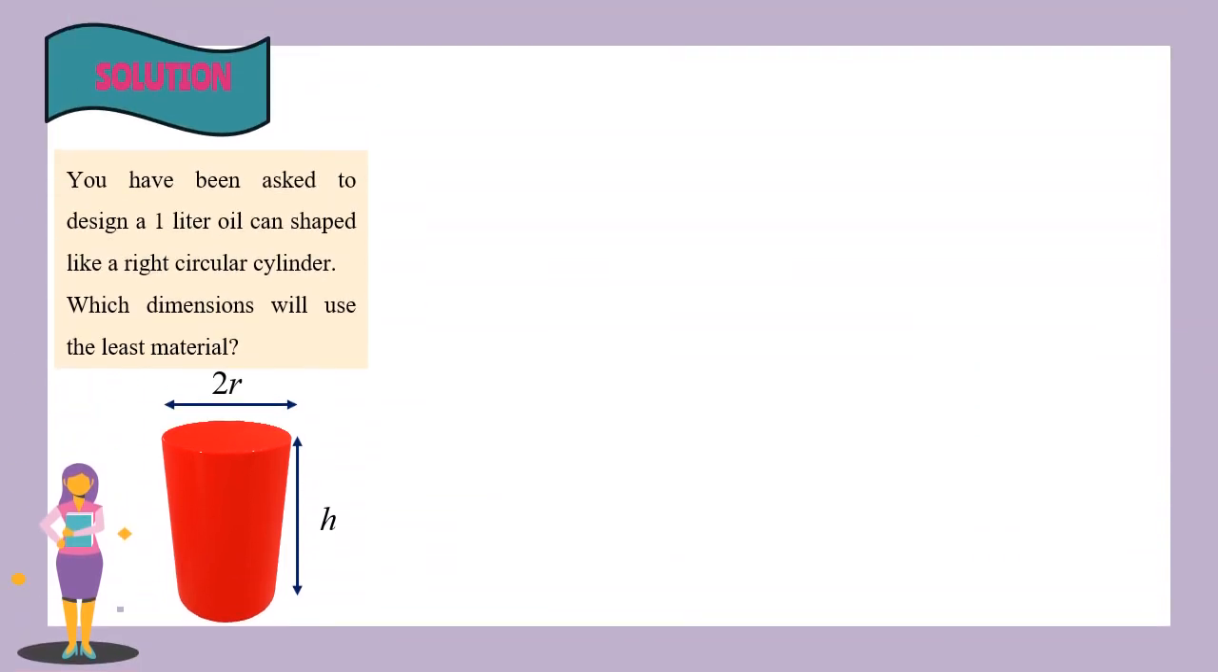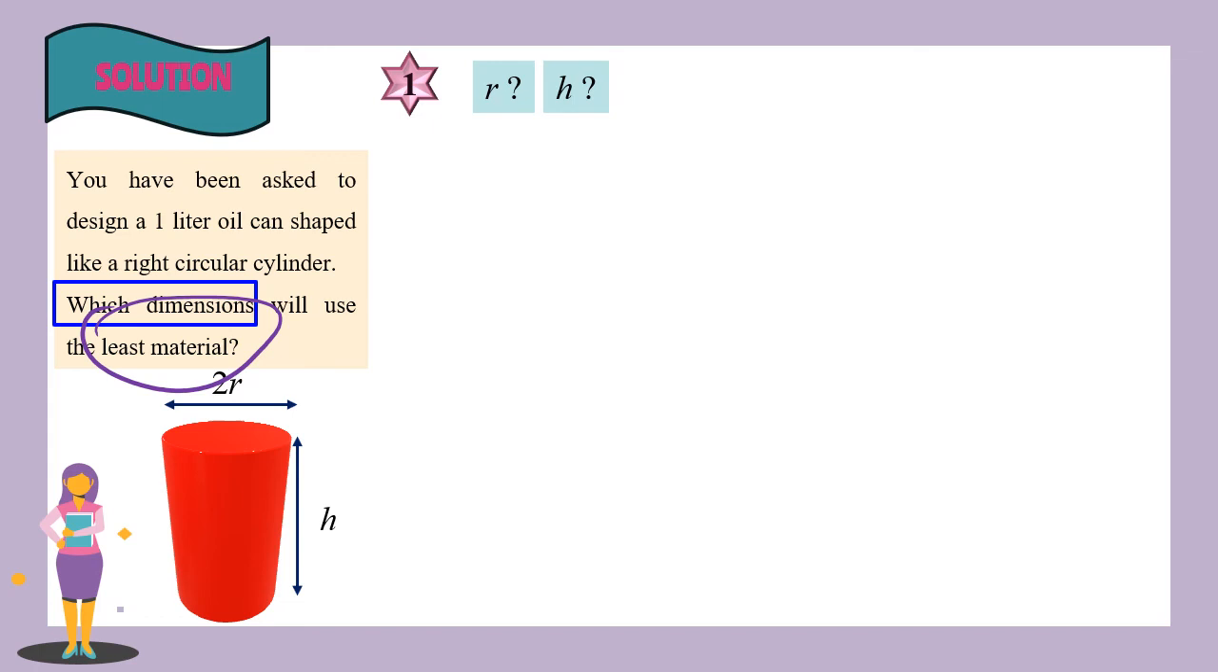Okay, so now the first thing we need to do is identify the problem. We want to find which dimension uses the least material. So first we have to recognize what variables we can use here. We have a circle, which means we represent it in terms of r. And then for the cylinder, we have the height of the cylinder, which is h. Now we have two variables, right? Now, to find the least material means that we have to find the surface area of this can.